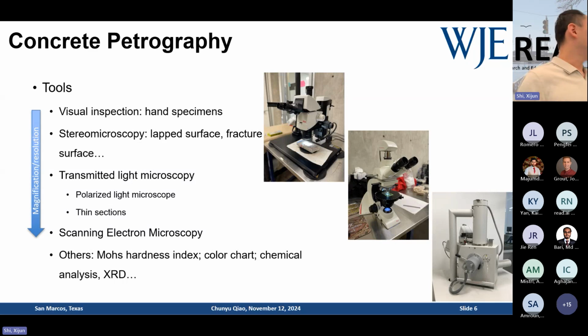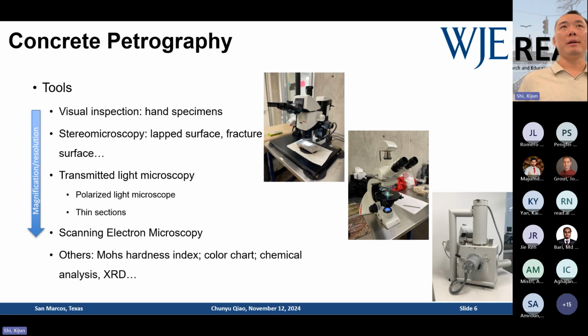The one in the middle, we call that a petrographic microscope. So we use that to examine thin sections. Thin sections, by the name, is a really thin slice of concrete or material you're going to look at. So how thin is it? 1 mil thin, like 25 micron thin. So the light can go through your material.